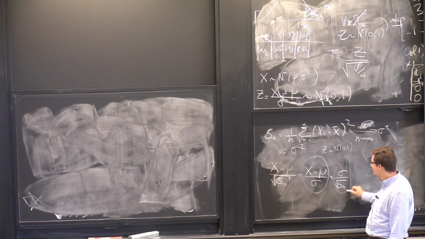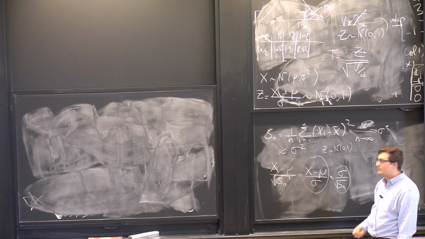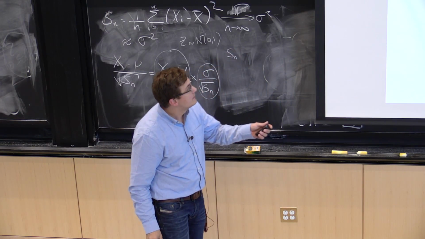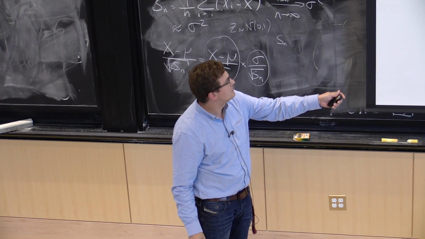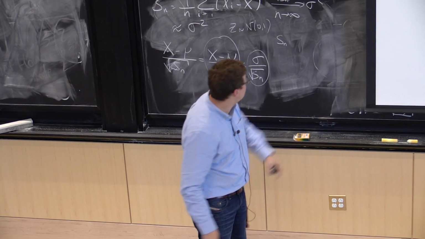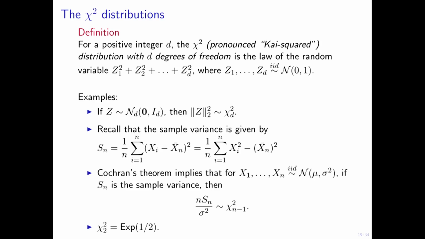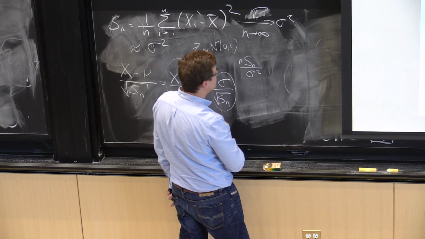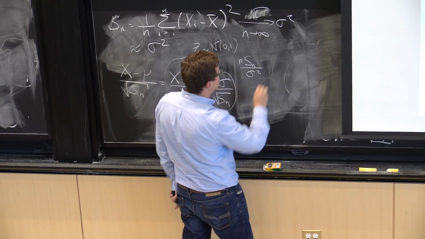What is this guy? Well, I know that Sn, we wrote this here. Maybe I shouldn't have put those pictures because now I keep skipping before and after. We know that Sn times n divided by sigma squared is actually k squared n minus 1.